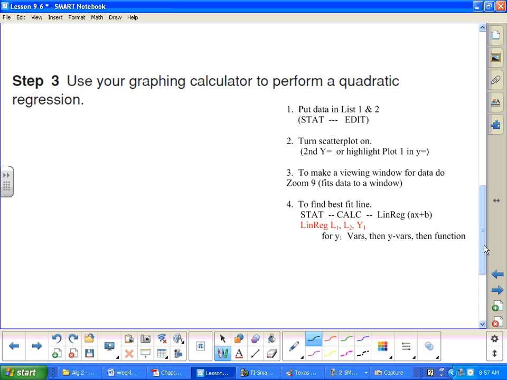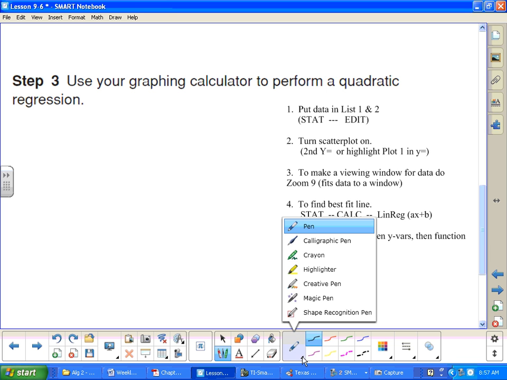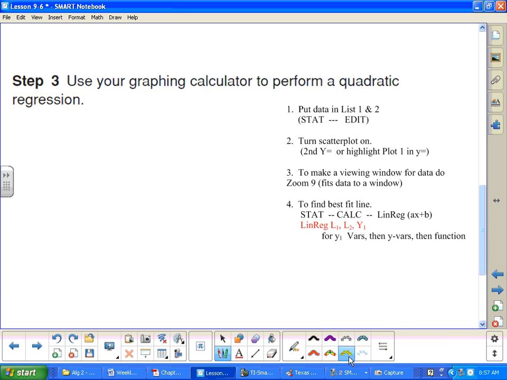I've written the steps for what we've just done here. Put the data in our list by going to Stat and Edit. This puts our data in our list. We turn the scatter plot on. Now, to make a viewing window, we did it by hand, which works really well, or you could press Zoom 9, which actually fits a window to the data also.